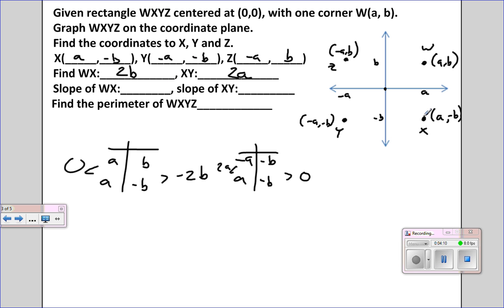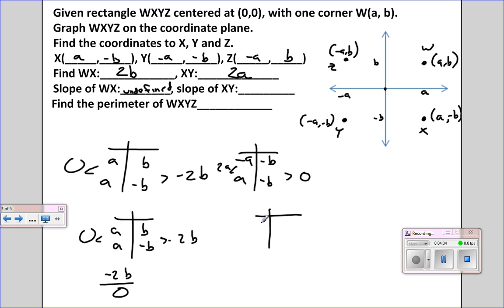The slope of WX is a vertical line. If you think about it, you have A, B, A, negative B, so it's down 2B, and no change, which means negative 2B over 0. And can you divide by 0? No, so the slope is undefined. Remember, the slope of any vertical line will always be undefined. And the slope of XY is a horizontal line. So if you think about that one, well, we have right here the information 0 over negative 2A, which equals 0. The slope of any horizontal line is always going to be 0. The perimeter will be 2b plus 2b, so 4b plus 4a.